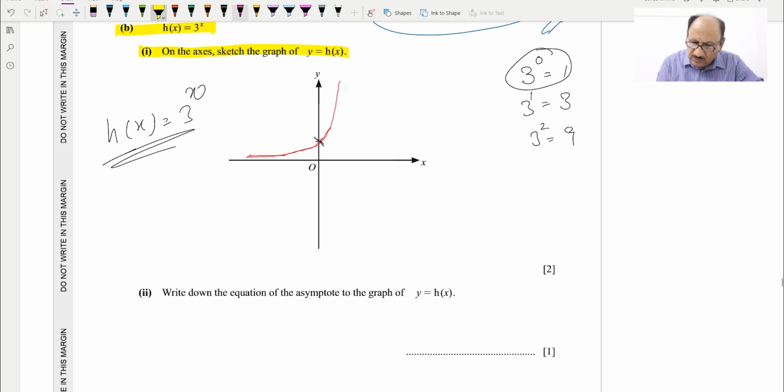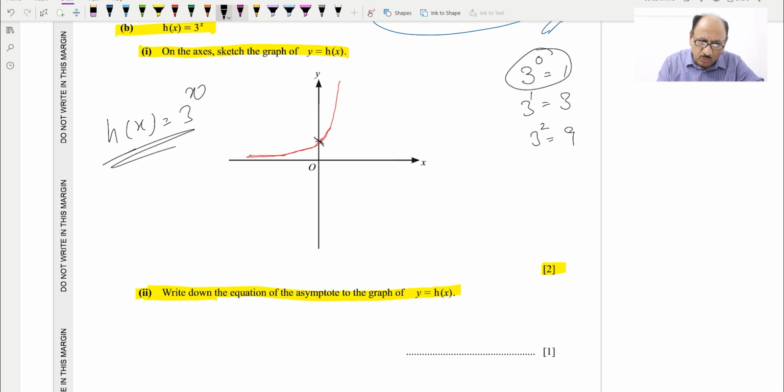This is for 2 marks, and for the second part, write down the equation of the asymptote to the graph of y is equal to h of x. An asymptote is the line which this graph will never be touching.